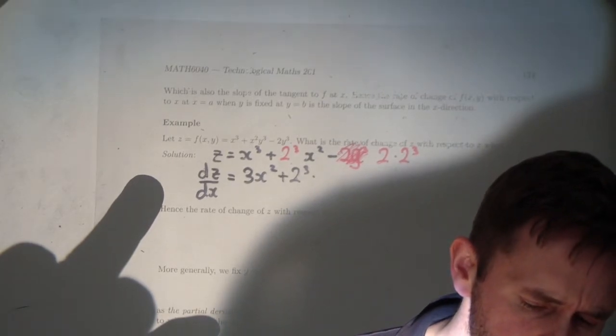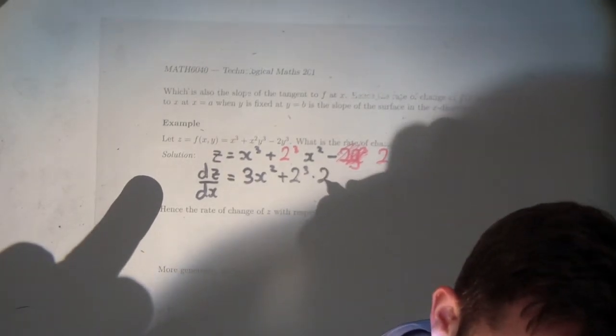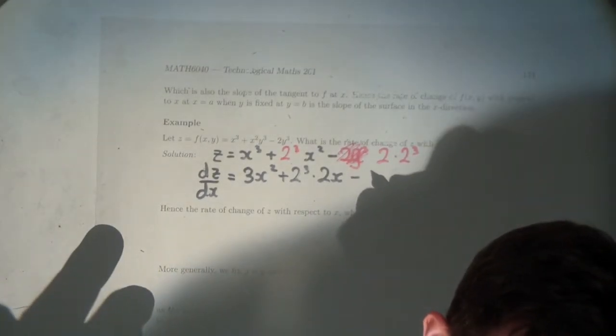How am I going to differentiate 2 cubed by x squared? Fix the 2 cubed, yeah. Fix the constant. And then what's the derivative of x squared? 2x. And then finally, what is the derivative of minus 2 by 2 cubed? 0. Because the thing in red is a constant. The derivative of a constant is 0. And I'm not going to tidy it up, I'm just going to leave it like that.